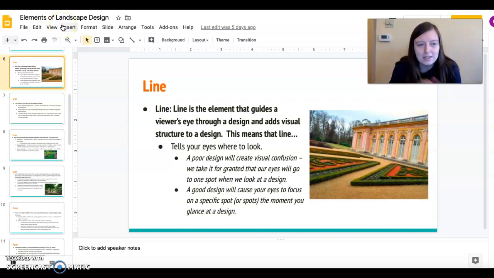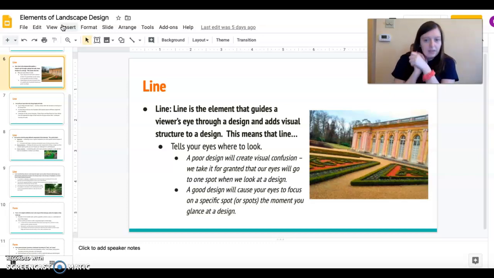All right, back into some more detailed notes. We're going to start with line. Remember, line was one of our six elements of design that we talked about. Line is the element that guides the viewer's eyes through a design and adds visual structure to the design. This means that line tells your eyes where to look.